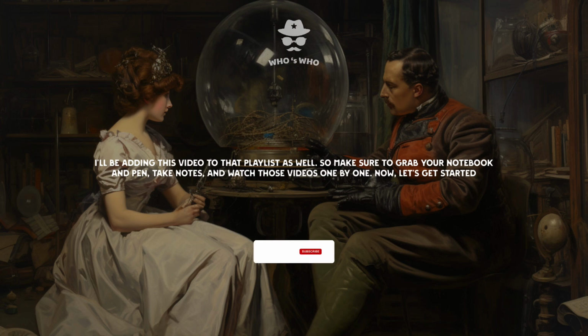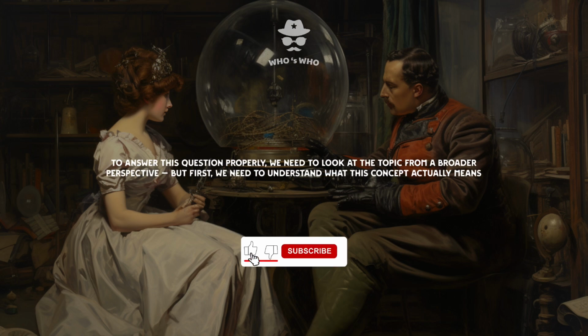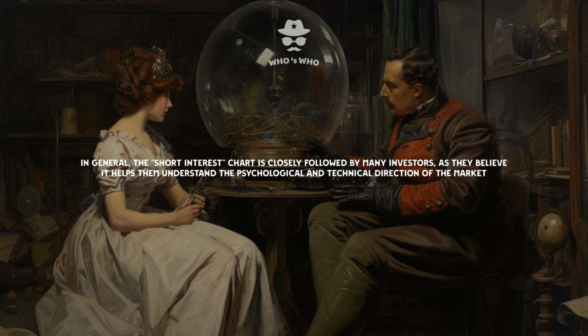Now, let's get started. To answer this question properly, we need to look at the topic from a broader perspective, but first, we need to understand what this concept actually means. In general, the short interest chart is closely followed by many investors, as they believe it helps them understand the psychological and technical direction of the market.